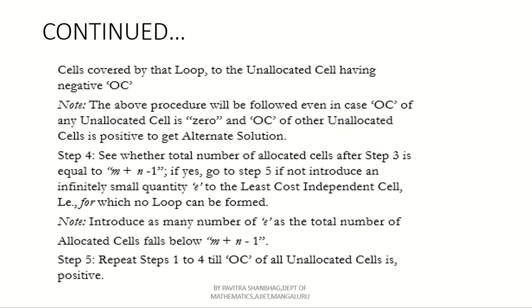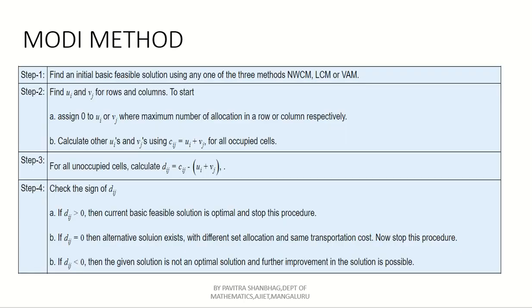Okay. Now let us move to another very important method, that is the modified distribution method, or we can say the MODI method. Now what are the steps behind this? First step, find an initial basic feasible solution using any one of the methods. Now here in your syllabus only NWCM, northwest corner method, and VAM, that is Vogel's approximation method. You can find the initial basic feasible solution by using any one of these methods.